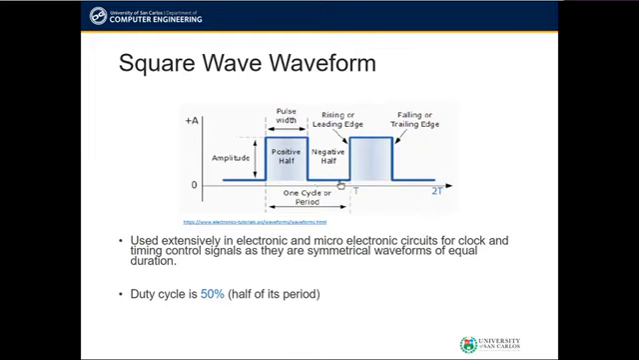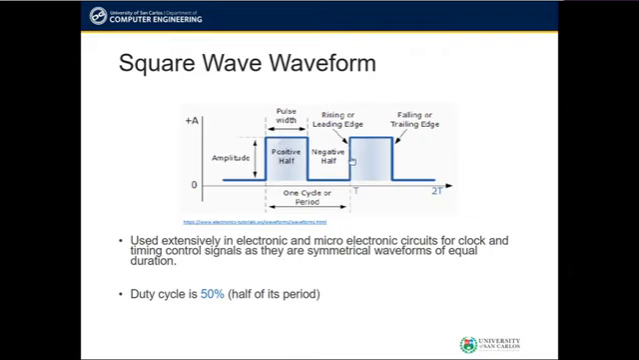Given that, we can consider a square wave to have 50% duty cycle. That means 50% of the period the signal is high. If you look at the diagram here, we have a term called pulse width, which simply refers to the part of the period where the signal is high or 1, just like this part.